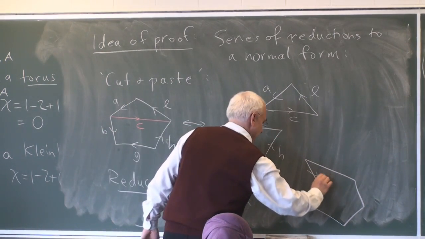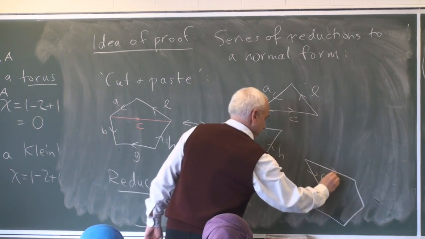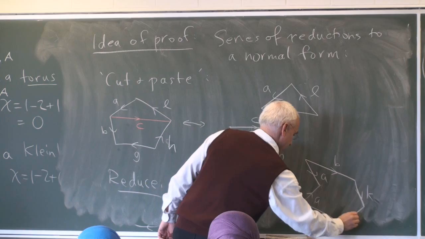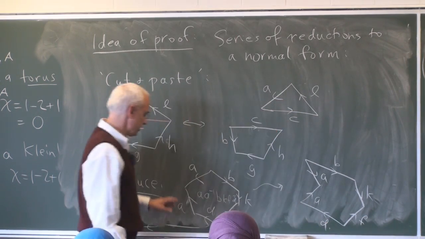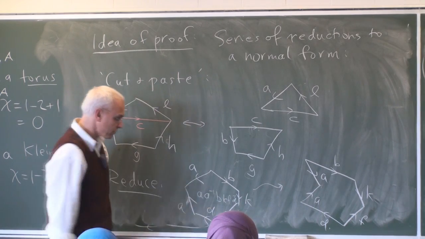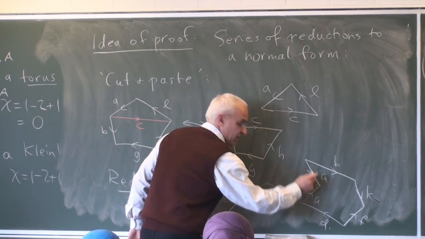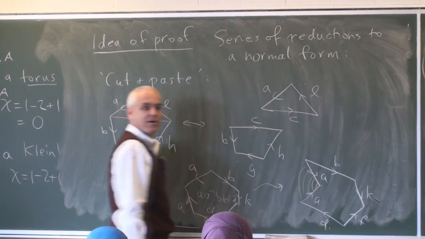So there's the A, and now there's the A coming in. There's still B, K, F, and D. So I've just pushed this vertex in a little bit. And now we're just going to glue these two edges. After all, these are gluing instructions. So we're going to glue these two edges together.